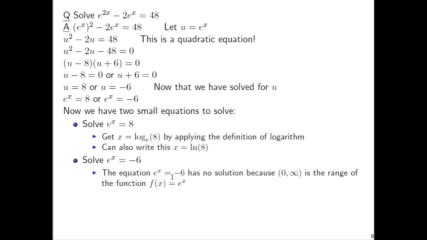It could not. So this equation has no solution. It doesn't matter whether x is positive or negative or 0, whatever you plug in for x, e to the x is always in this interval. e to the x is always bigger than 0, so e to the x is not going to equal negative 6 no matter what you plug in for x.